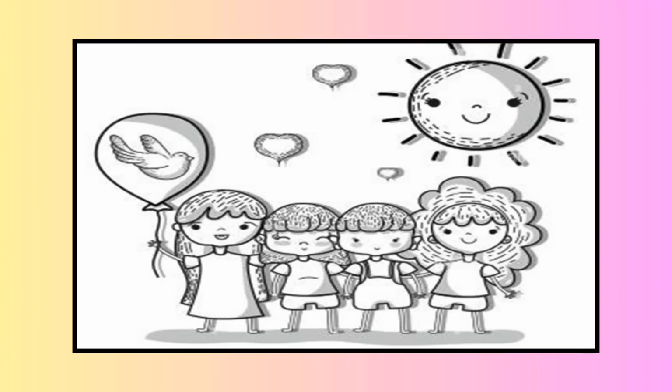Hindi ba? And above them, we can see hearts and a sun who is also very happy. So, what kind of shapes are used in the image? Are there geometric shapes and are there organic shapes? And how did the shapes used help in expressing the message?